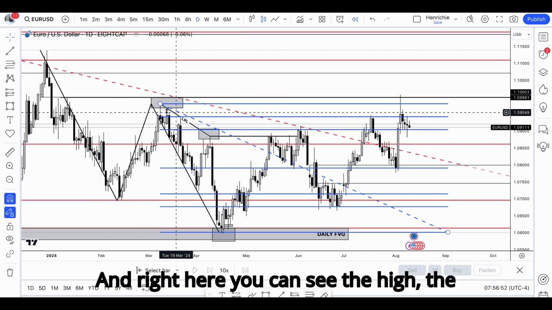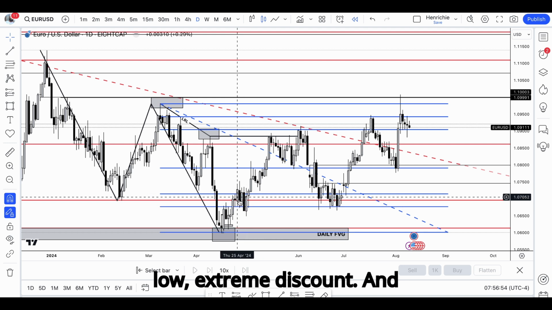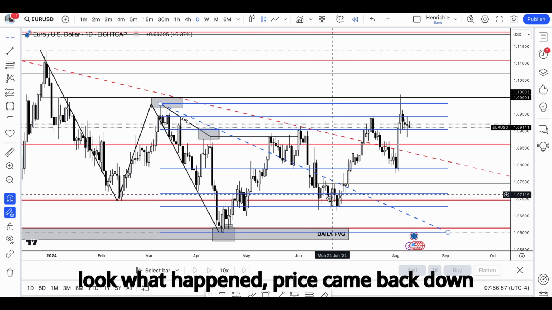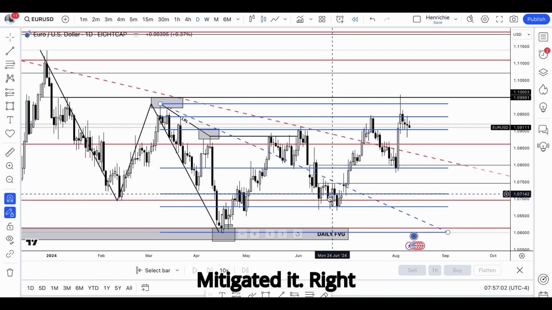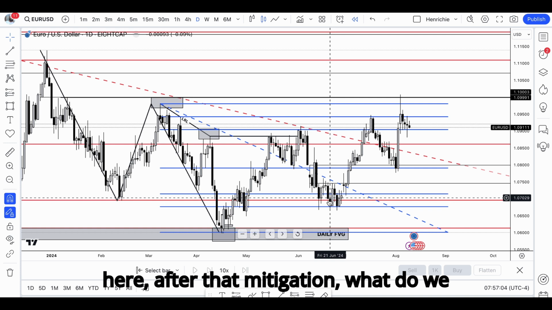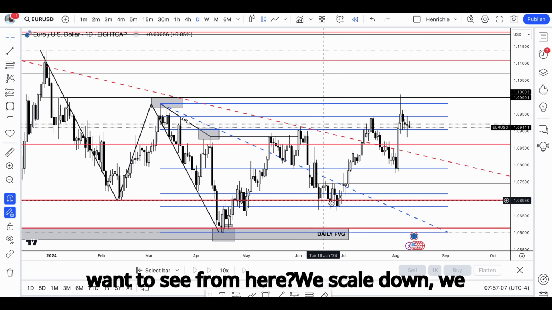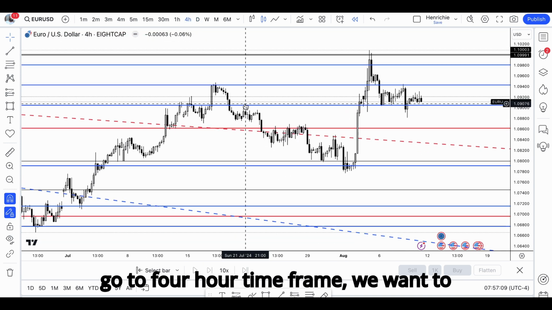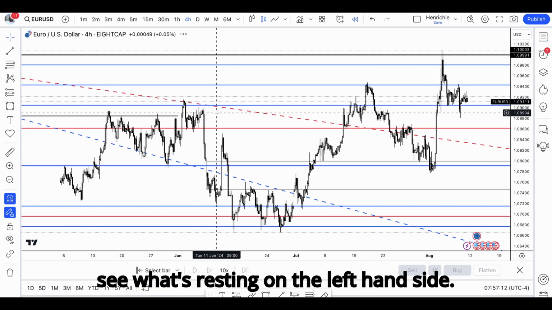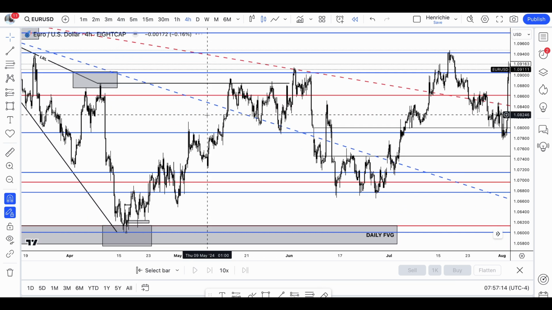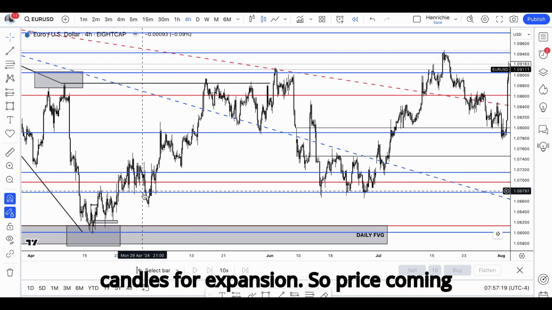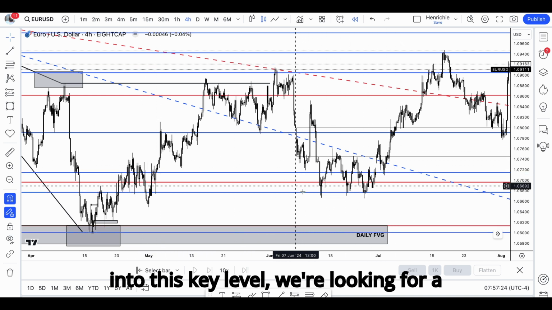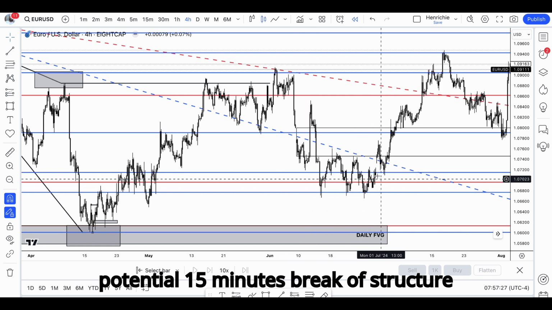And right here, you can see the high, the low, extreme discount. And look what happened. Price came back down into that extreme discount level. Mitigated it right here. After that mitigation, what do we want to see from here? We scale down, we go to the 4-hour time frame. We want to see what's resting at the left hand side. And what we have there are the major down close candles. These down close candles for expansion. So price coming into this key level, we're looking for a potential 15 minutes break of structure in here.